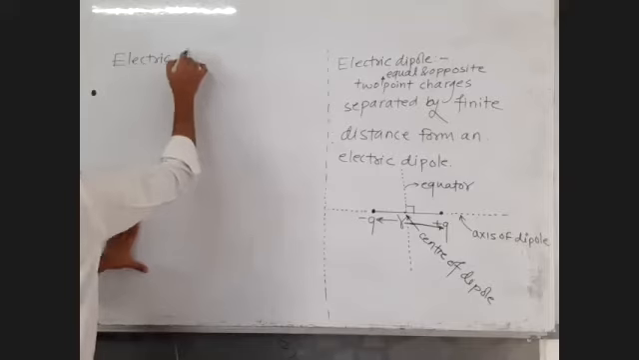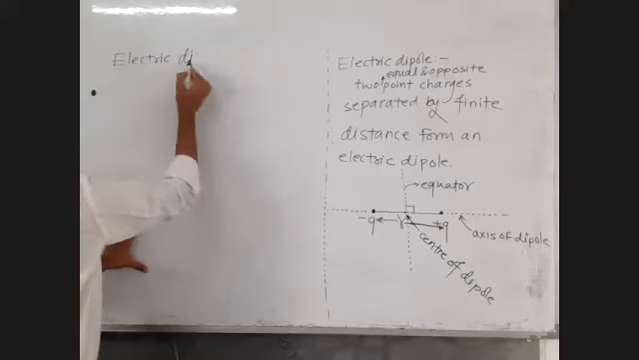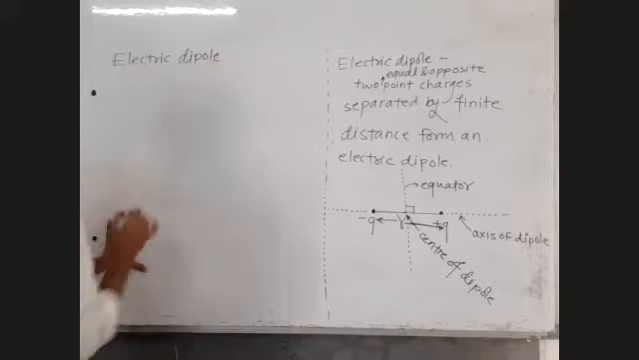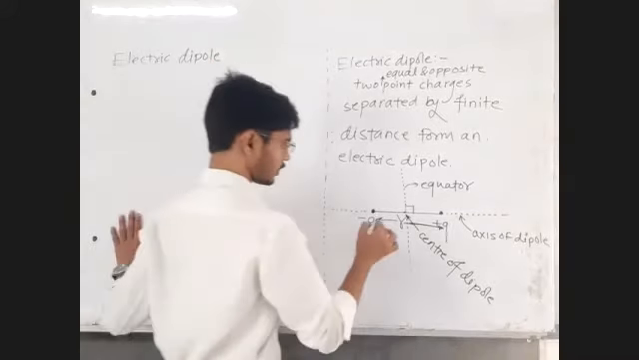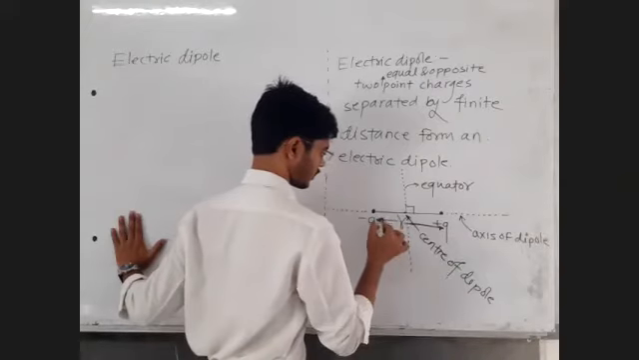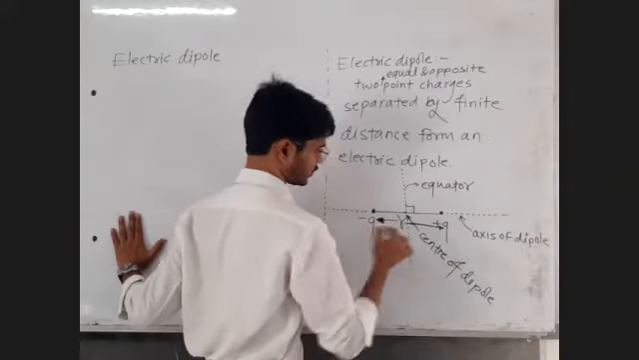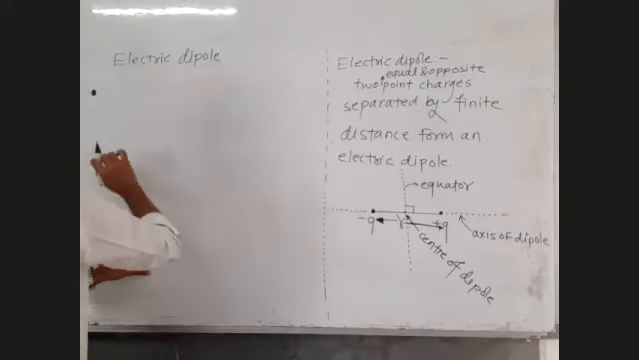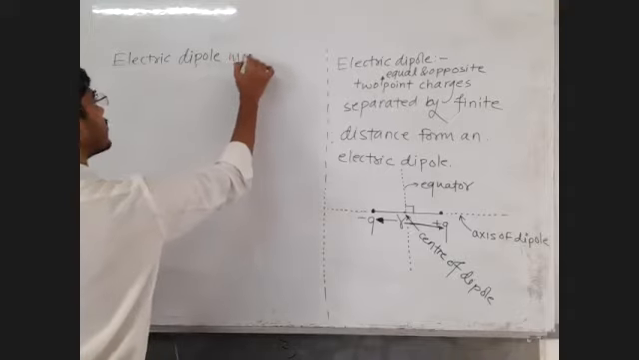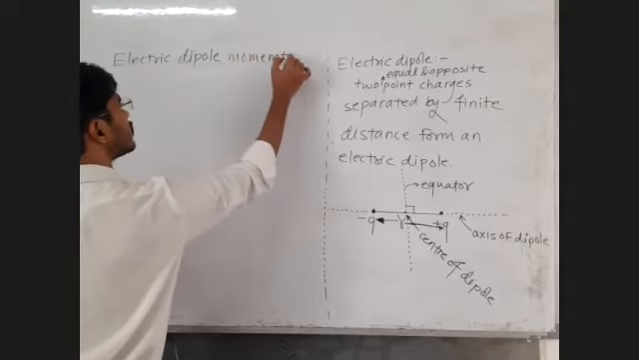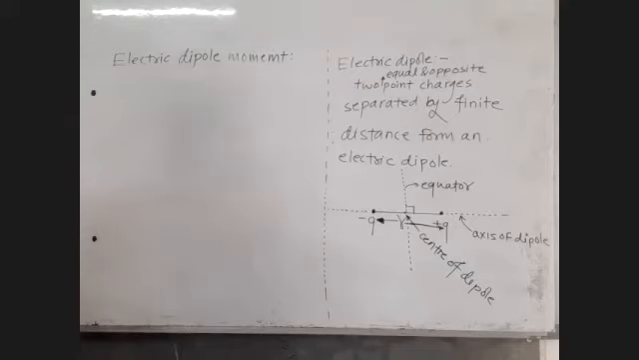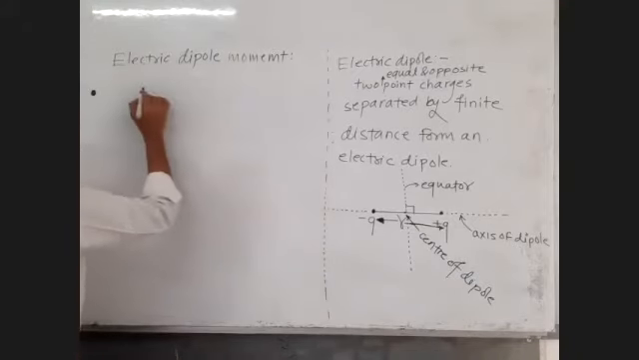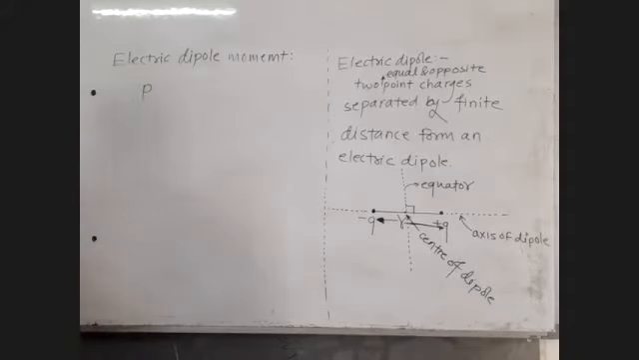The chapter right now is electricity, so whenever a dipole is formed, it is going to be an electric dipole. The chapter is considered with charges, so the dipole will be considered as an electric dipole. Electric dipole moment or simply dipole moment. Its symbol is p. It's a vector quantity.